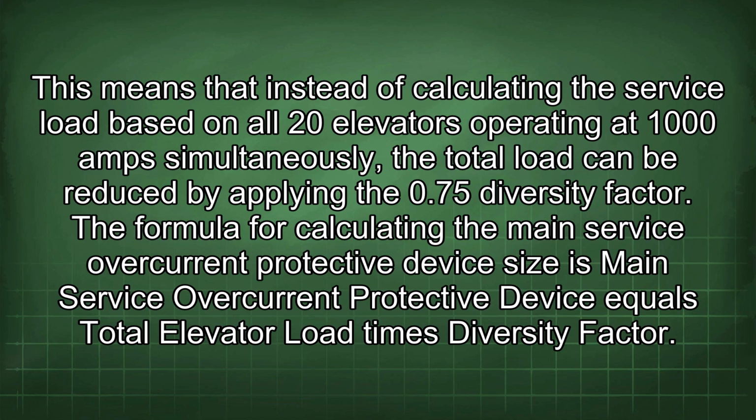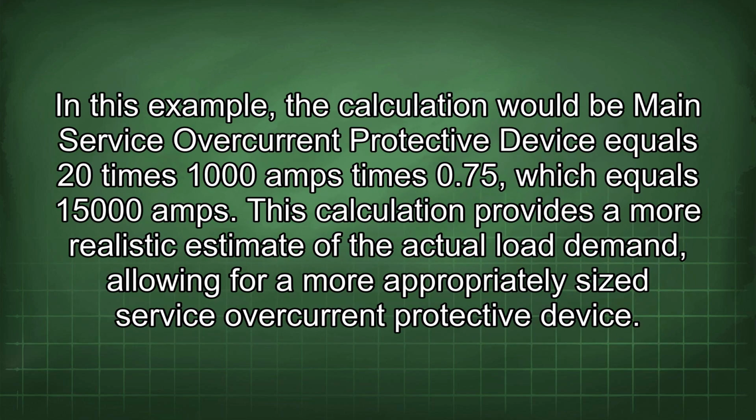The formula for calculating the main service overcurrent protective device size is main service overcurrent protective device equals total elevator load times diversity factor. In this example, the calculation would be main service overcurrent protective device equals 20 times 1000 amps times 0.75, which equals 15,000 amps. This calculation provides a more realistic estimate of the actual load demand, allowing for a more appropriately sized service overcurrent protective device.